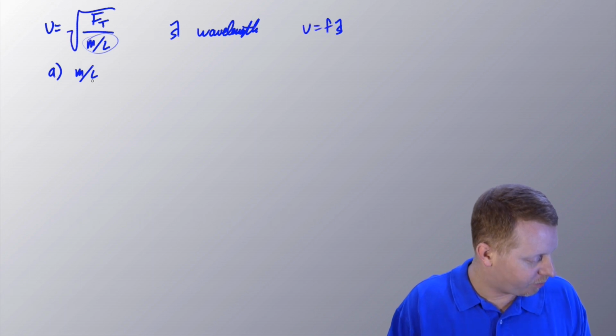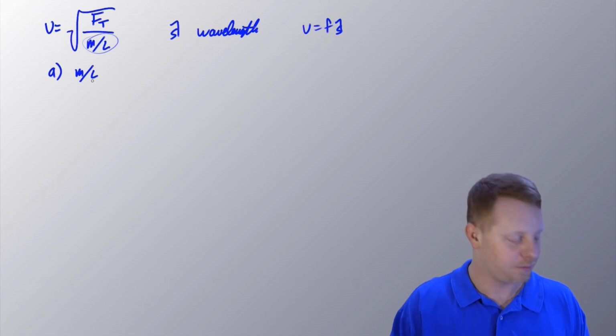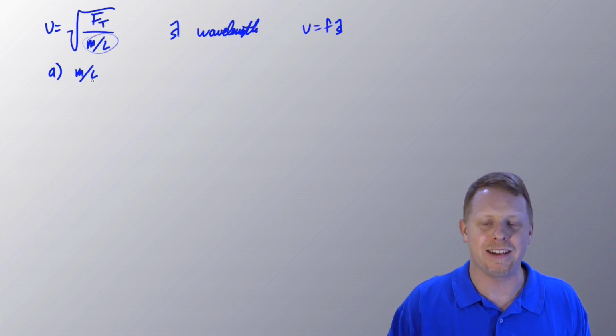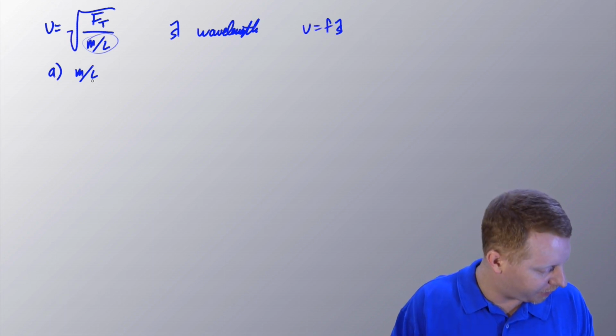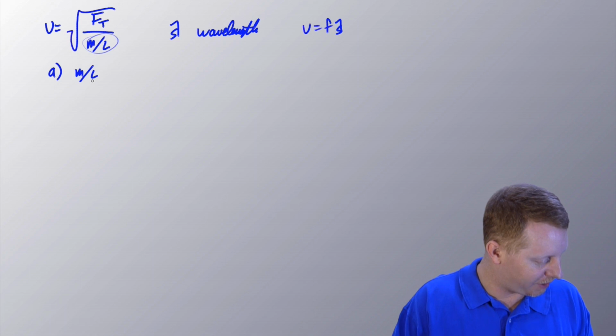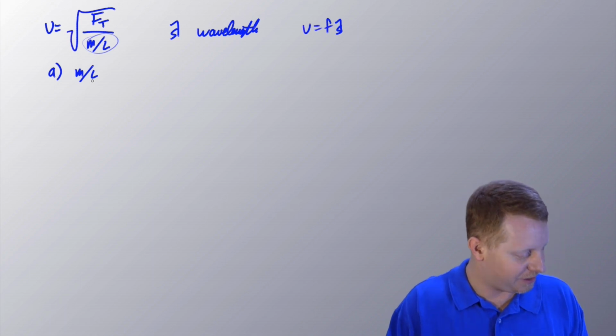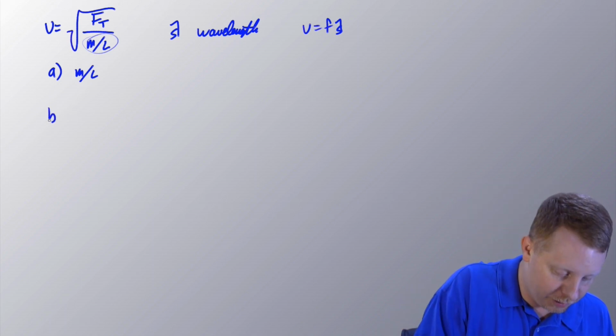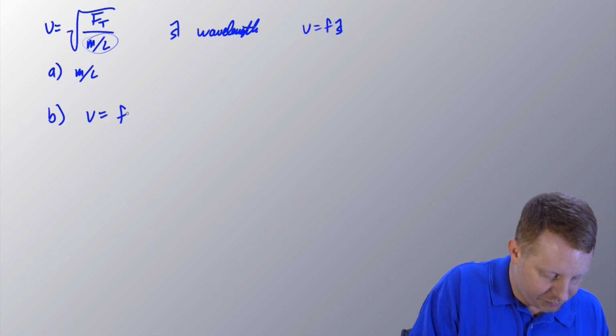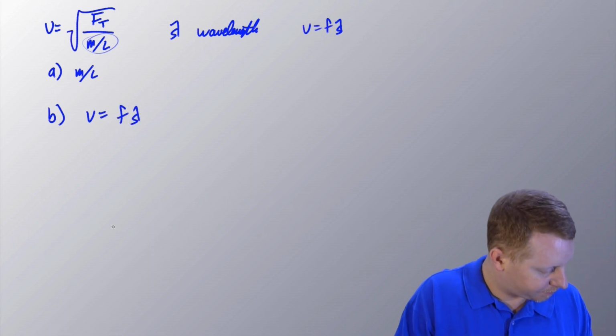Now, for B, a student graphs frequency as a function of the inverse of the linear mass density. Will the graph be linear? And how did you arrive at that answer? I would not expect a linear graph of frequency versus the inverse of linear mass density. Wave speed is the product of frequency and wavelength. So as we're looking at B, v equals f lambda.